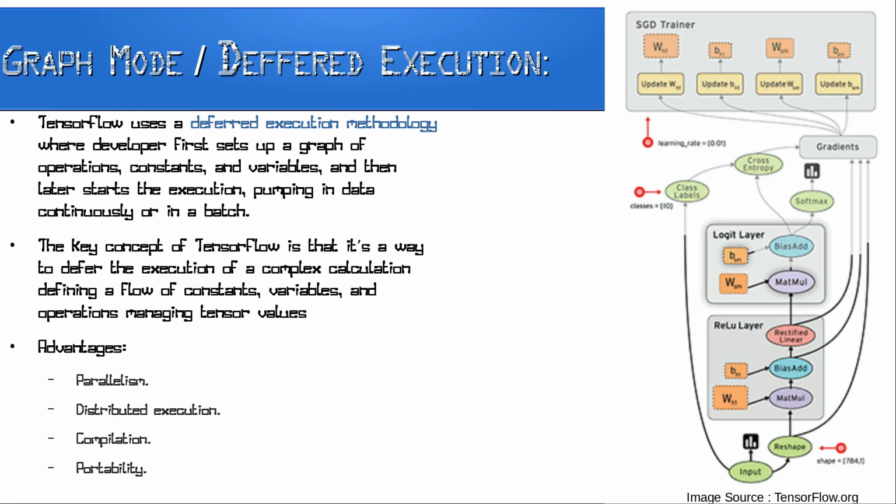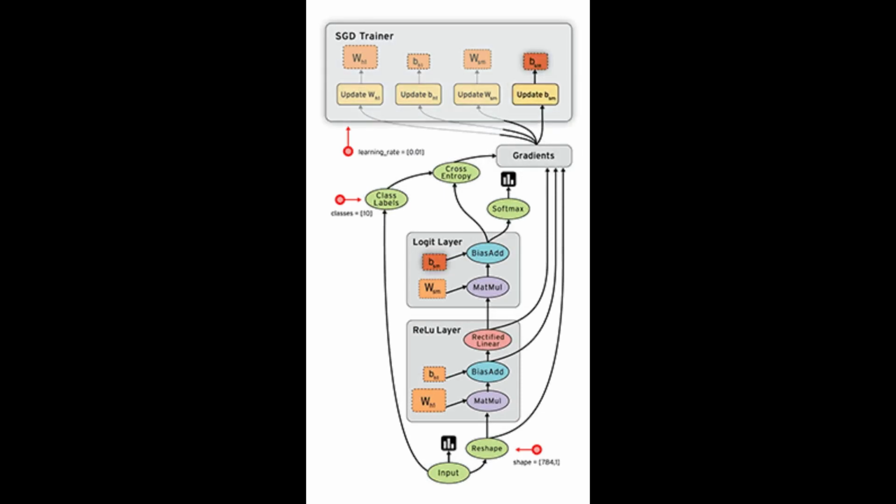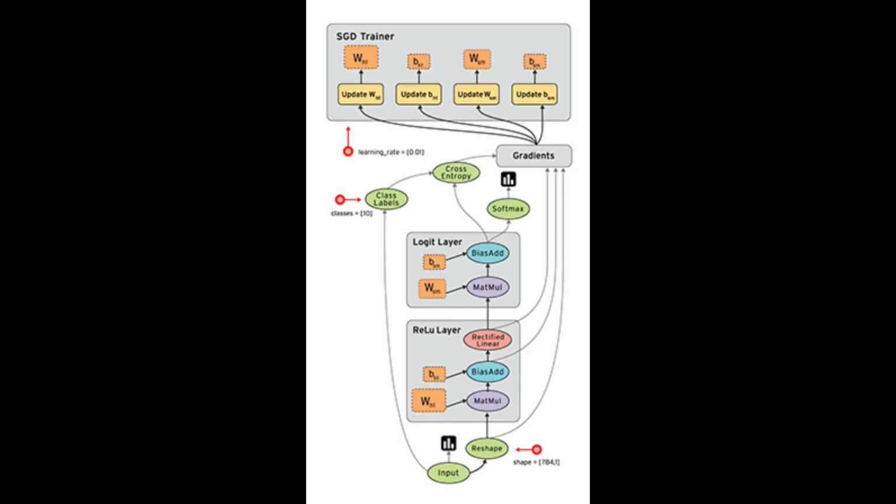Point number 3, compilation. TensorFlow's XLA compiler can use the information in your data flow graph to generate faster code, for example by fusing together adjacent operations. Point number 4, portability. The data flow graph is a language-independent representation of the code in your model. You can build a data flow graph in Python, store it in a SavedModel and restore it in a C++ program for low latency inference. Here you can see the graphical representation of how the data flow graph happens for an SGD trainer.